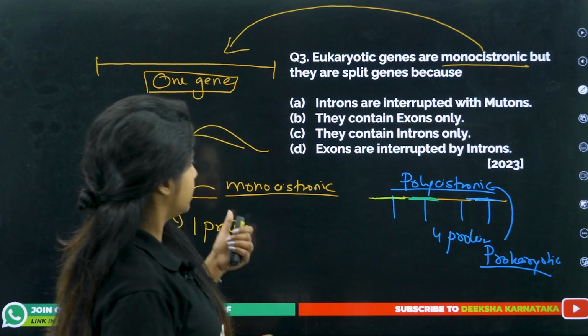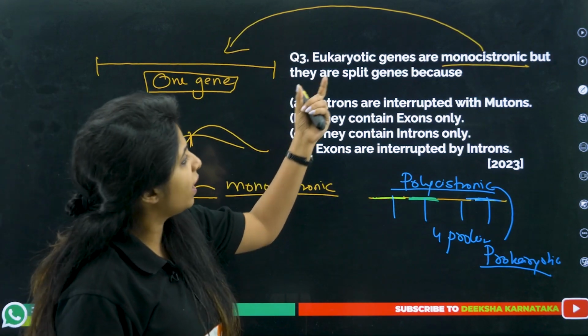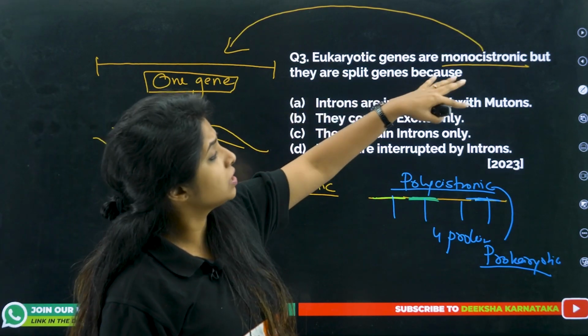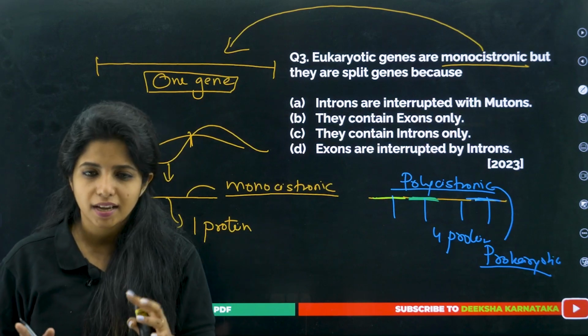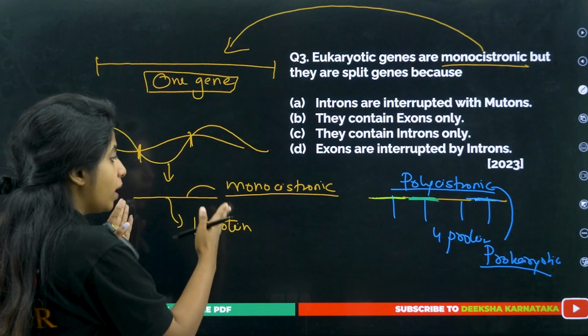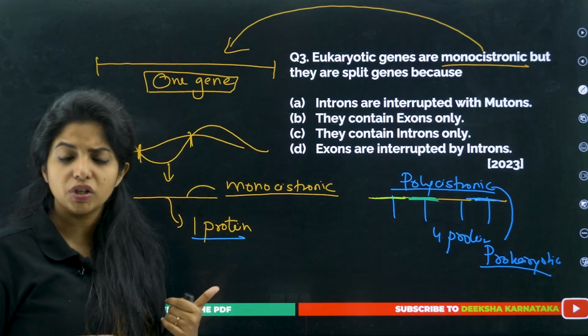Now, I said that eukaryotes are monocistronic, that means there is only one gene. Then why is it that they are split genes? Eukaryote genes are monocistronic, but they are split genes because, what do you mean by split genes? That means the gene is in parts. Why is it so? I am saying it's one gene only, it is going to code for one protein. Then why do I say it's a split gene also?